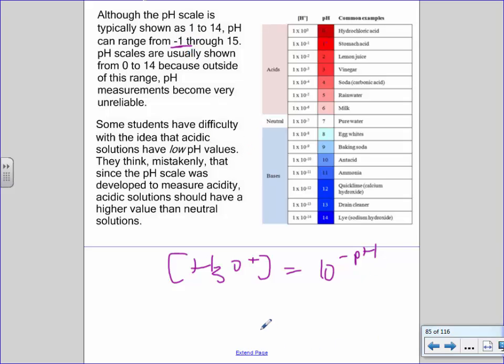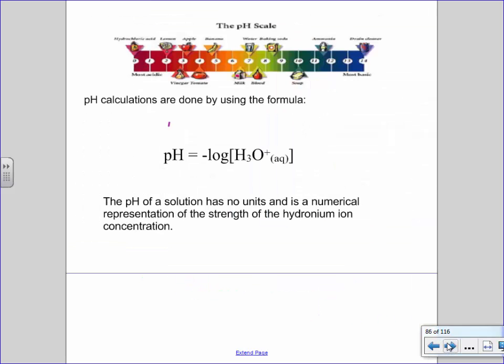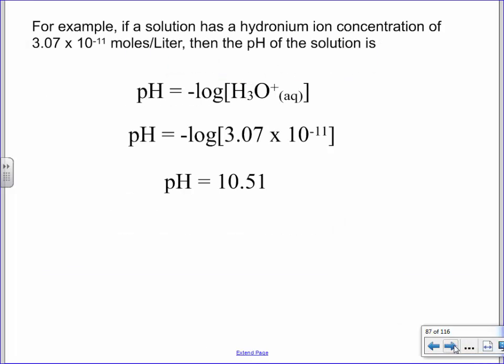So I need you guys to know 2 formulas. Here's one formula. And then on this slide right here is the second one. So let me try a couple examples and then we'll move on. Here's another one here. Let's say that I give you a solution with a hydronium ion concentration of 3.07 times 10 to the minus 11 moles per liter. Stop there. Where's that break-even point between acid and base? Times 10 to the minus 7. Okay. Is this going to have more acidic content than water or less? Less. And not just less, but less by 5 orders of magnitude.